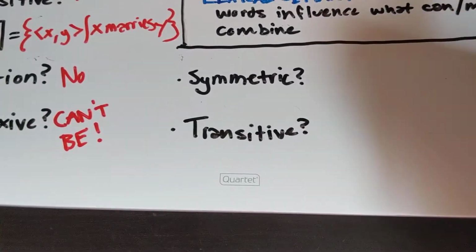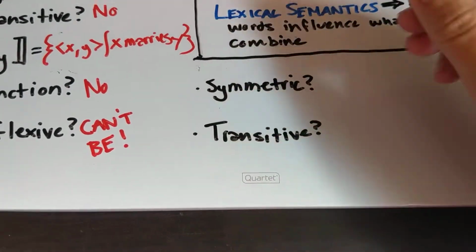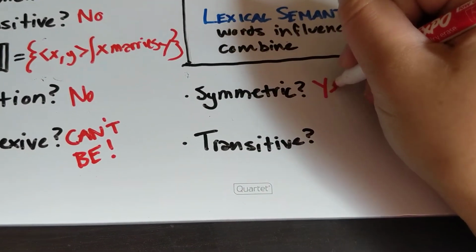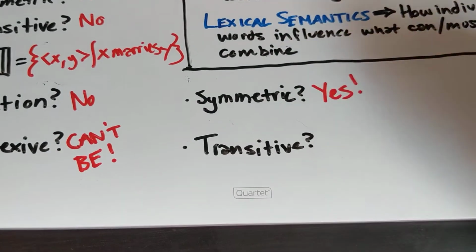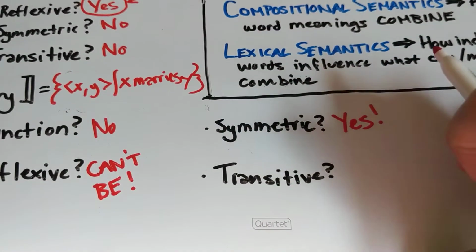Is it symmetric? This would mean that if Ravi marries Melody, that Melody marries Ravi. This is true. It is symmetric. You can't marry somebody without them also marrying you.